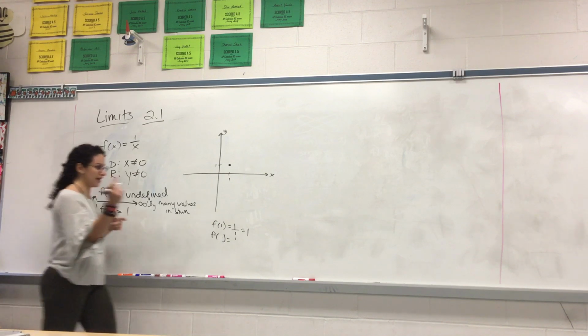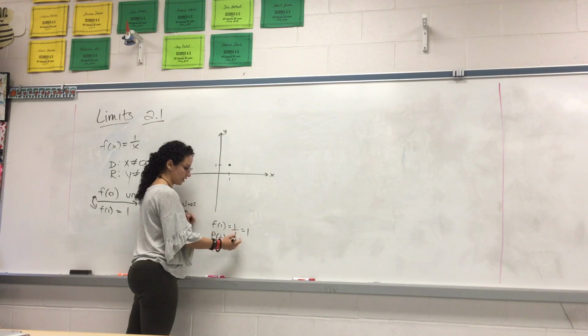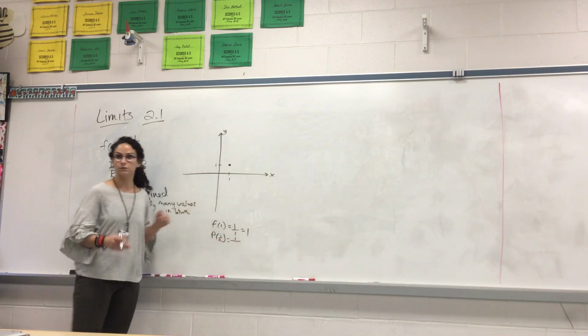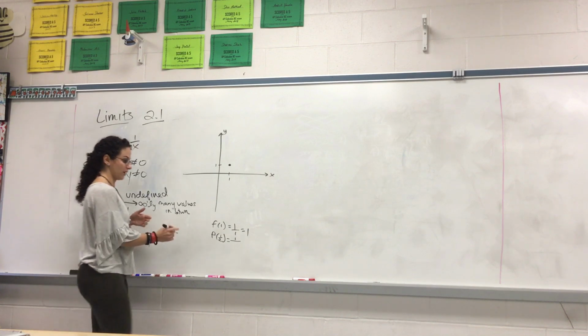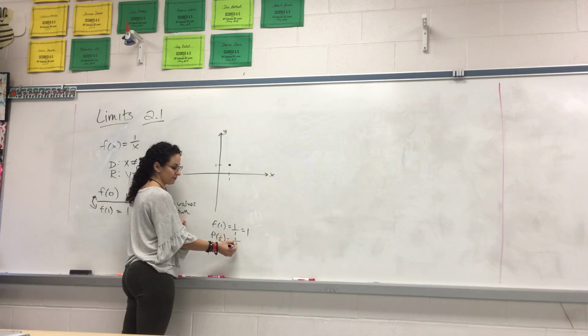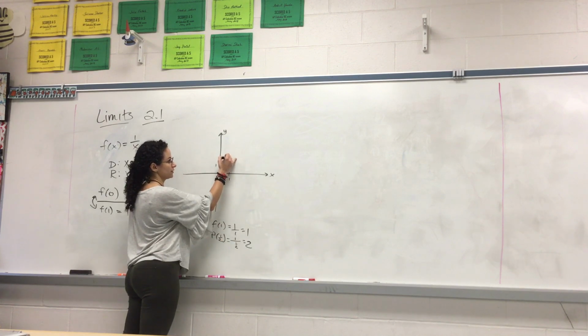Okay? So if I do f of a half, I like fractions better than decimals every time. Why is that? Because they're exact. Fractions are exact, decimals are approximations. Okay? So I'm going to do 1 divided by a half. What's 1 divided by a half? 2. So I got that point.